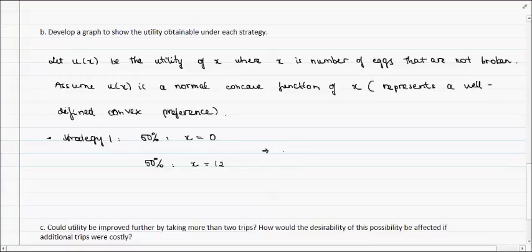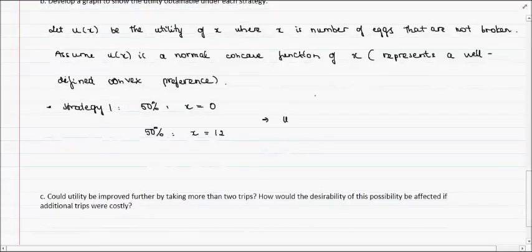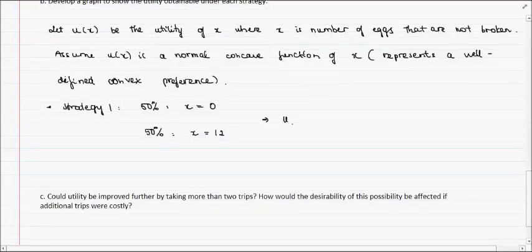Therefore the utility under this case, I would say this is utility 1, is going to be equal to 50% chance utility under the case of x equal to 0, which is U(0), plus 50% chance the consumer gets 12x, and the utility is going to be U(12). That is the expected utility under the first strategy. Now I do not have the utility function, so I cannot find out what value this is. However, I can just leave it like that. I'm going to show it on a diagram later.